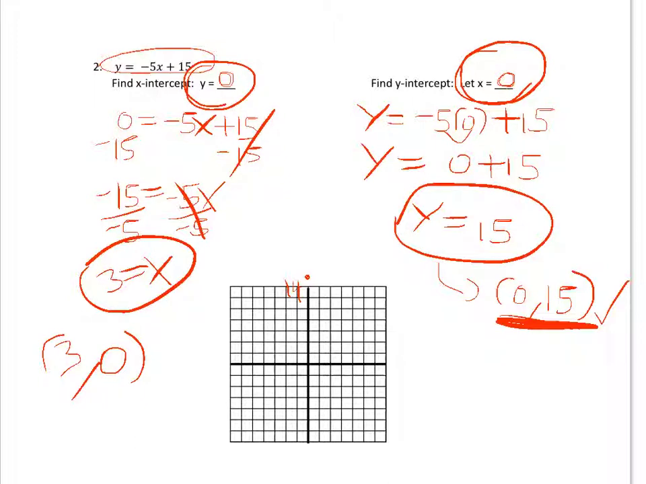I graph that. 3, 0 is easier. That's going to be on the chart. 3, 0. Start at the origin. I go to the right 3. And there it is. There's 3, 0. So I plot that point. Connect this. And there it is. That's all I need is 2 points. There's my line. Voila. Got my x-intercept, my y-intercept. And I'm good to go.